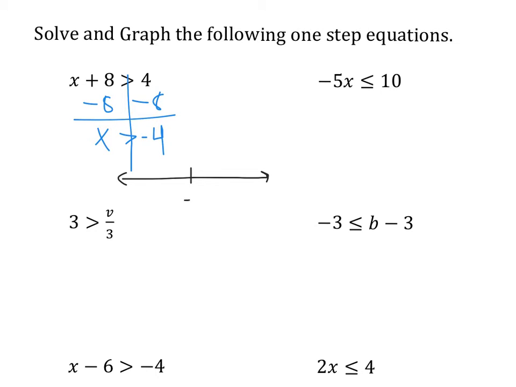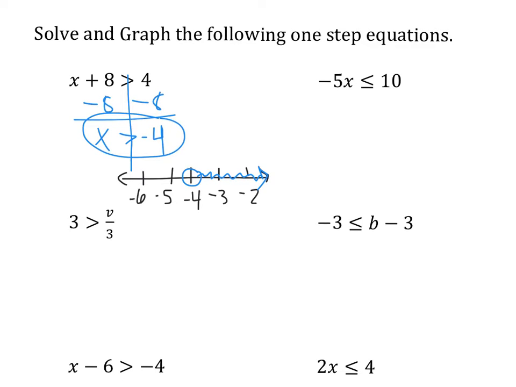So I'll put negative 4 here, negative 3, negative 2, negative 5, and negative 6. And then I'll go ahead and put an open circle at -4, and I want everything greater than -4, so I'll shade to the right. And then that would be my solution and my graph.